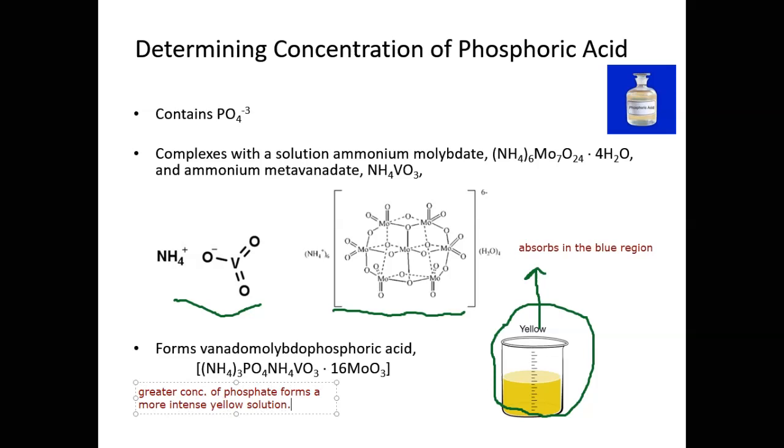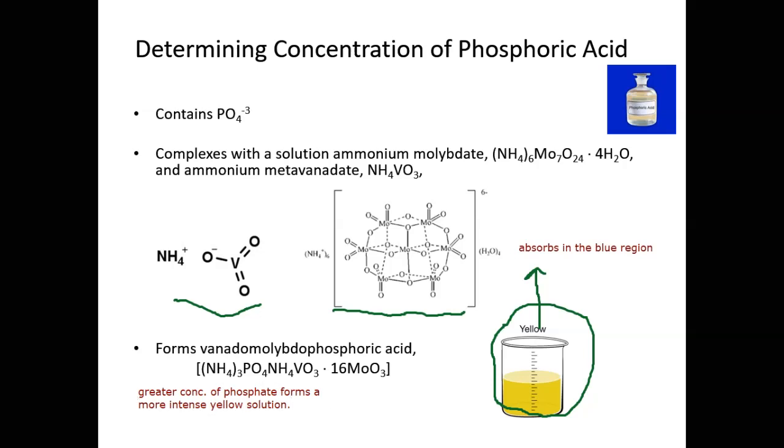So now that we have some color to the solution, we can use the UV vis spectrometer and do Beer's law, because now we have something that absorbs in the visible region. And this is what you would do with something that's colorless and you want to do a Beer's law experiment with. You need to find something that it interacts with to give it some color, so that you can study it in the visible region.